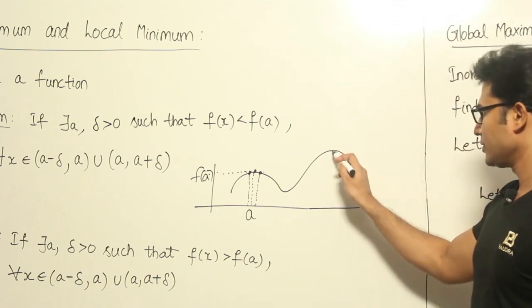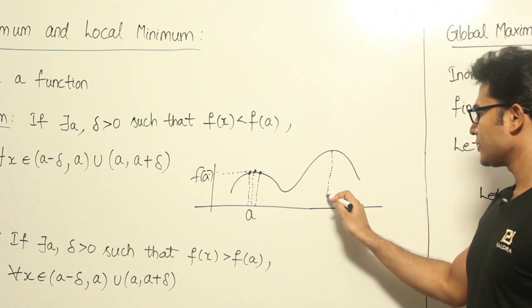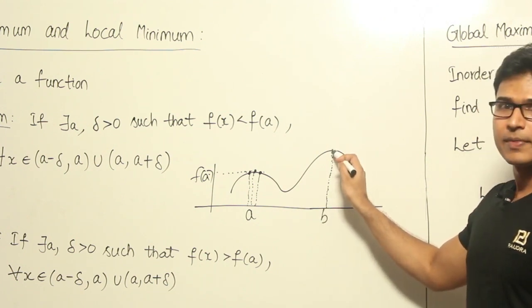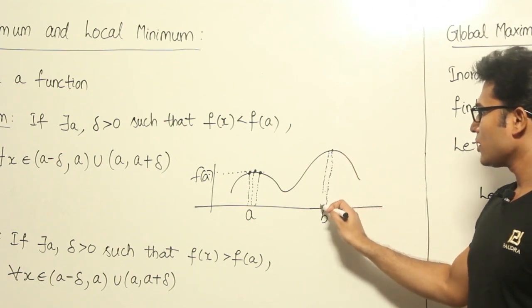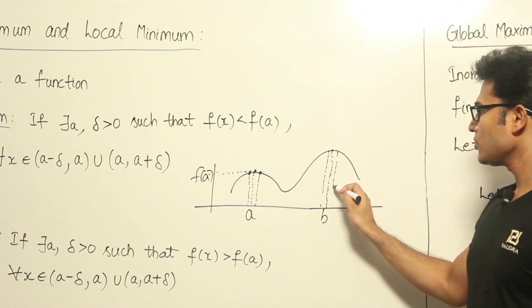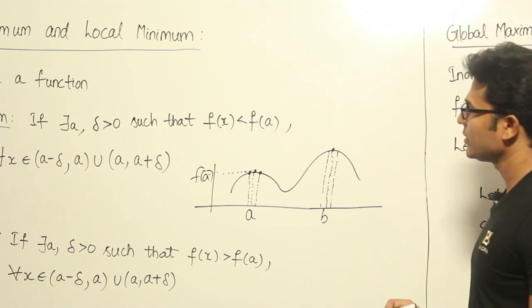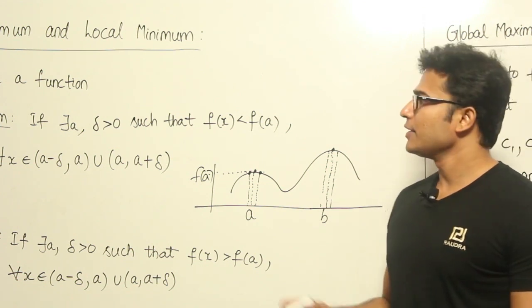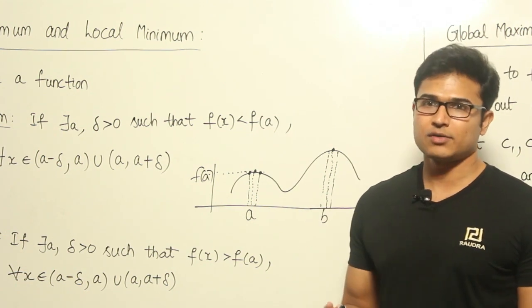For example, if you see here, there is one more point, right? Let's say this point is at b, and the value here is f of b. If you take the value just to the left of it or just to the right of it, you are going to get some value which is less than the value here. So there can be more than one local maximum. That is why they are called maxima. Maxima means more than one point, got it?